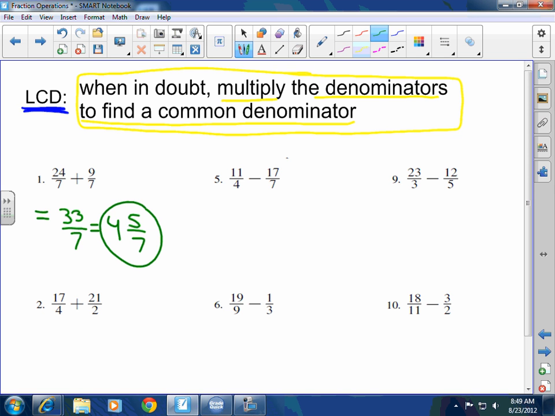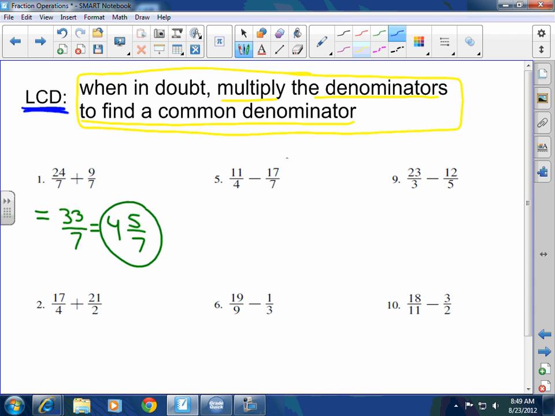Now, how about number 5? I got 11/4 minus 17/7. Okay, what's happening here? What are you going to do? We can't subtract these because I got a denominator of 4 and I got a denominator of 7. What's the common denominator? What would the common denominator be here for 4 and 7?